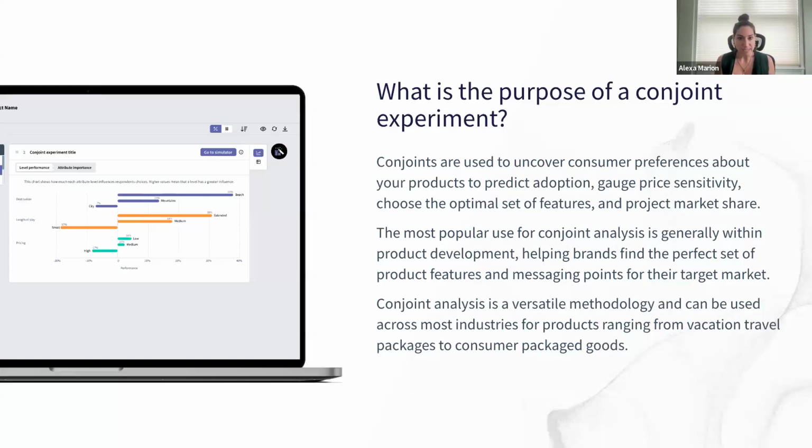So first, what is the purpose of a conjoint experiment? Conjoints are used to uncover consumer preferences about your products to predict product adoption, gauge price sensitivity, choose the optimal set of features for your products, and to project market share. So the most popular use for conjoint analysis is typically within product development, so helping brands find the perfect set of product features and messaging points for their target markets. Conjoint analysis is generally really versatile. It can be used across most industries for products ranging from vacation travel packages to consumer packaged goods.